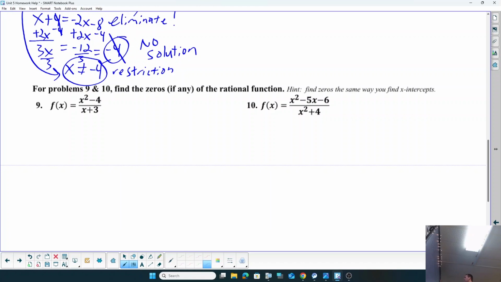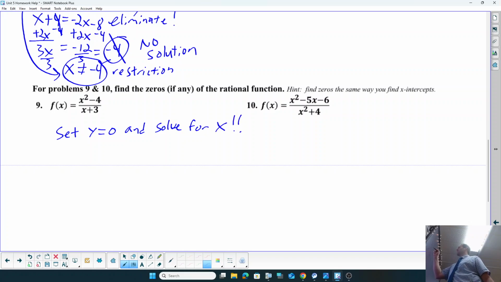Find the zeros, if any, of the rational function. Find the zeros the same way you find the x-intercepts. So how do we find the zeros of the function? To find the zeros, you set y equal to 0 and solve for x.